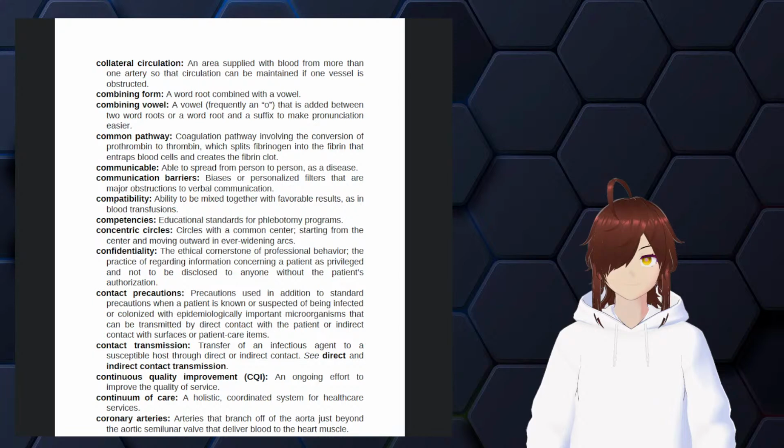Confidentiality: the ethical cornerstone of professional behavior. The practice of regarding information concerning a person's affairs as private and not disclosing it to anyone without the person's authorization.